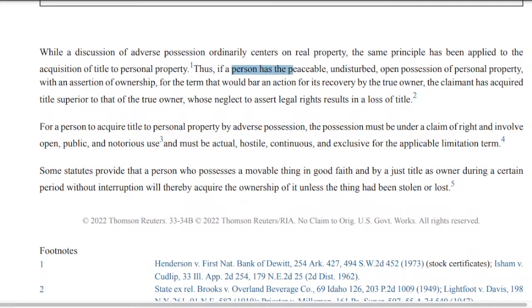Thus, if a person has the peaceable, undisturbed, open possession of personal property with an assertion of ownership for the term that would bar an action for its recovery by the true owner, the claimant has acquired title superior to that of the true owner, whose neglect to assert legal rights results in a loss of title.